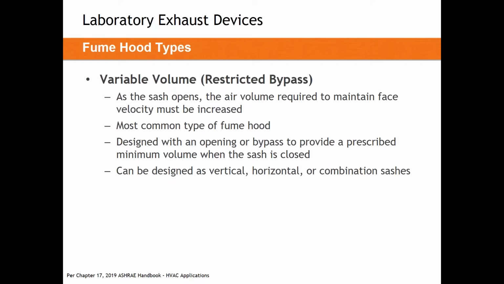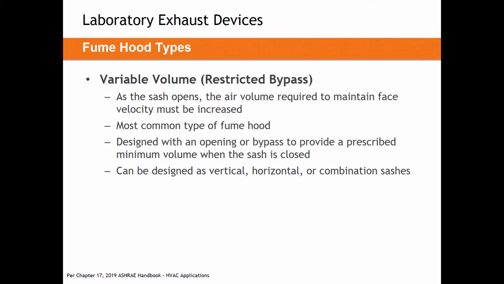So variable volume fume hoods certainly do have a place in this world. In our experience, these would be the most common type of fume hood going into laboratories today. Not as a legacy product, but going in today, this would be your most common type of fume hood. So these hoods, variable volume or restricted bypass hoods, are defined in that as the sash opens, the air volume required to maintain face velocity must be increased. Meaning as you open up more open area, you need more airflow to maintain a certain selected face velocity.